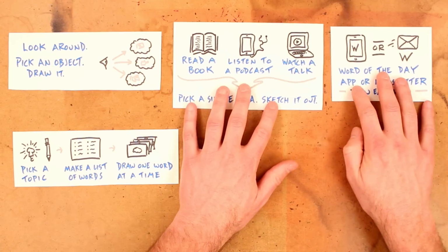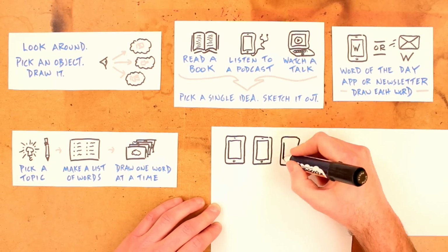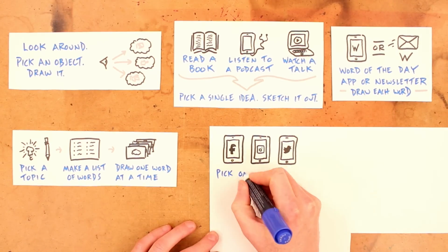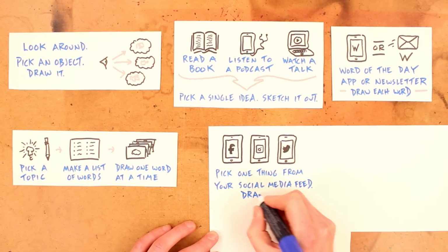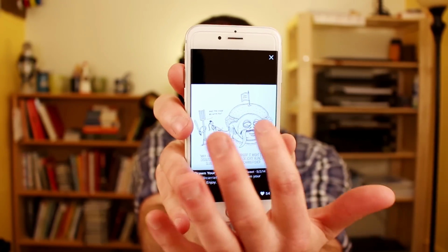Finally, you could tap into that endless stream of stimuli that exists on social media. But instead of mindless scrolling, why not pick one thing from your social media feed and draw it out? There's actually a Twitter account dedicated to that very activity that's called Drawn Your Tweet. Each day he picks someone's tweet and literally draws it out. Now, you don't have to go that far, but you might end up engaging with your social media feed in this new way.